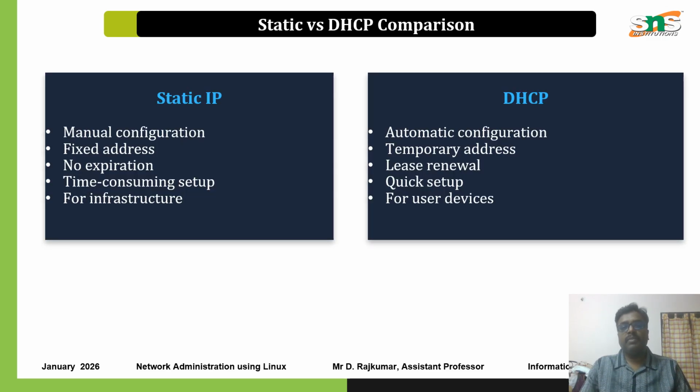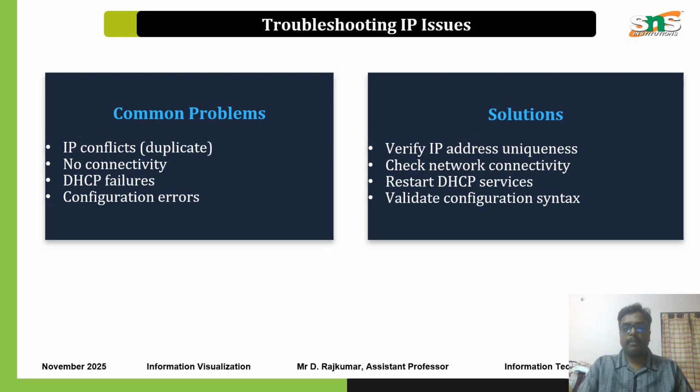So what is the difference between static and DHCP? In static IP addresses we use manual configuration and fixed IP addresses. There is no expiration since it is a permanent part of the network, and it is a time-consuming setup used for very big infrastructure. Whereas with DHCP, the dynamic type, we use automatic configuration. It is a temporary address offered for lease, and if we want, we can renew it. It is a very quick setup performed by the server, and it is used for user devices.